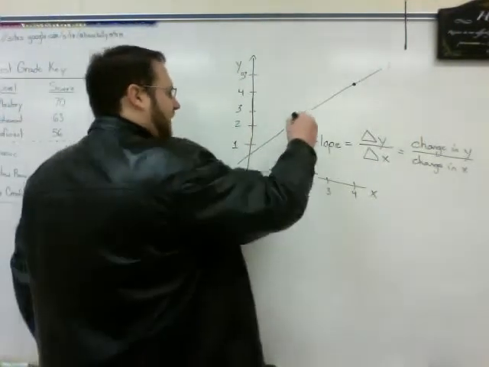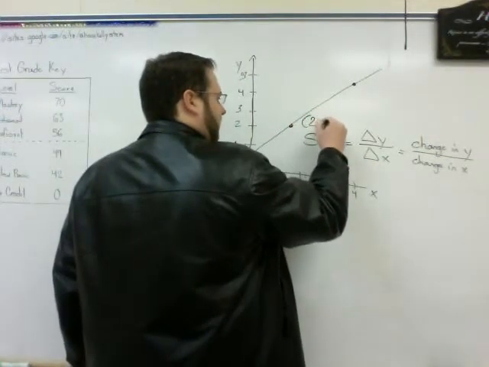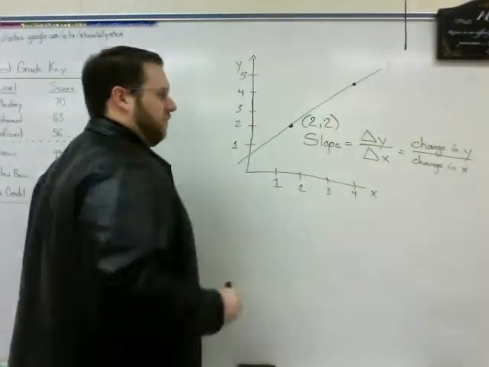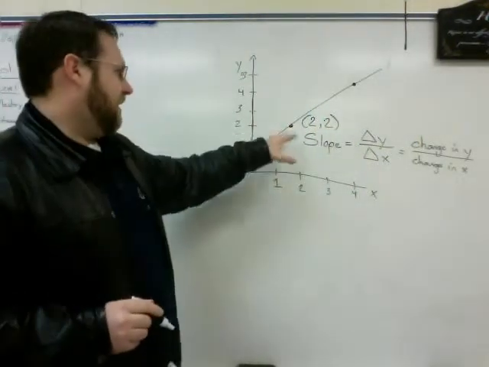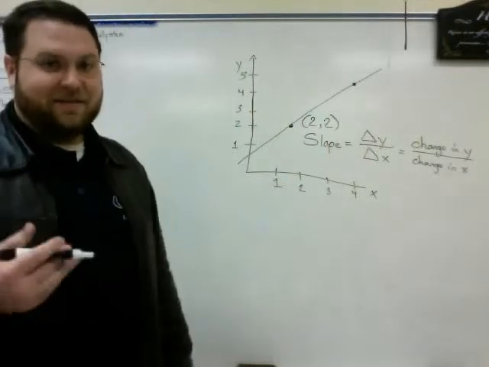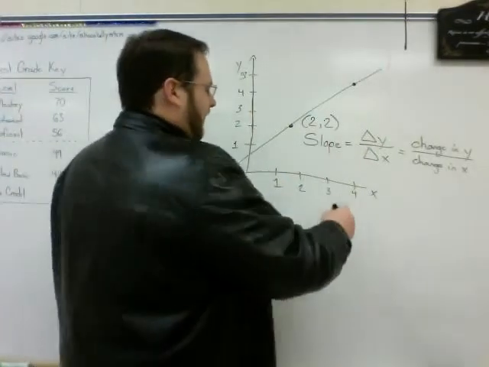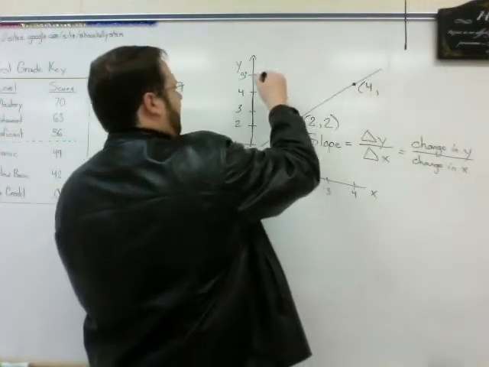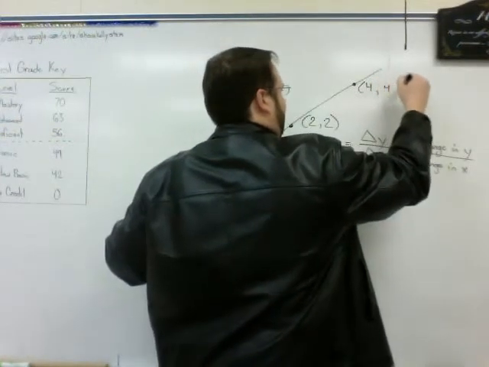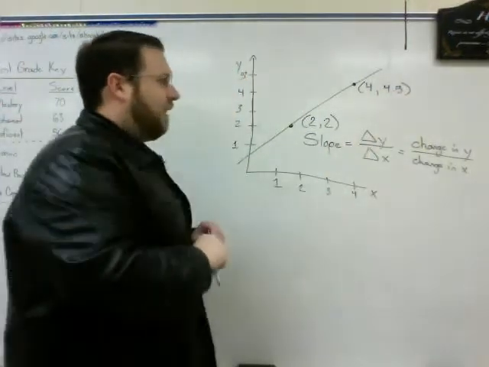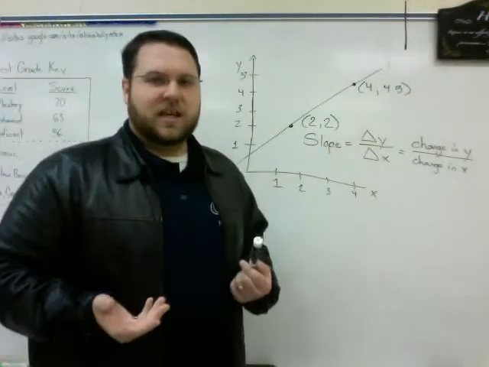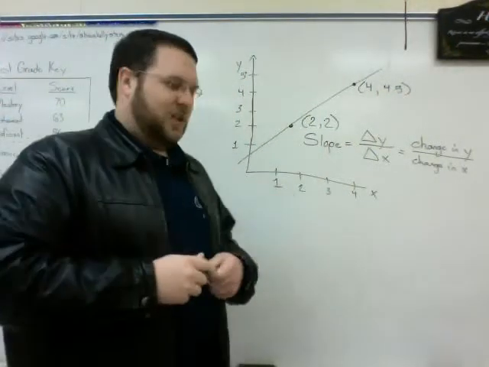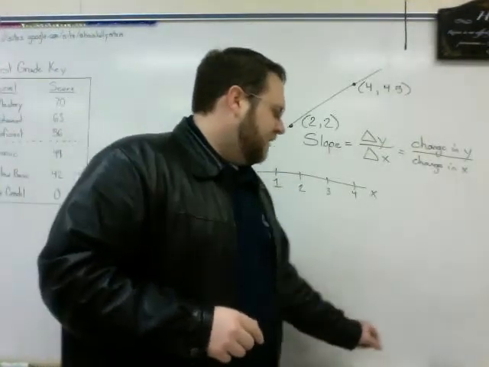So this point right here, I'll call it (2, 2). We'll say that's where that is. Again, this is not perfectly accurate. So, and we'll call this point 4, and that's just over 4. We'll call it 4.5. And now I want to find how much did my x change and how much did my y change going from left to right. So let's take a look at it.